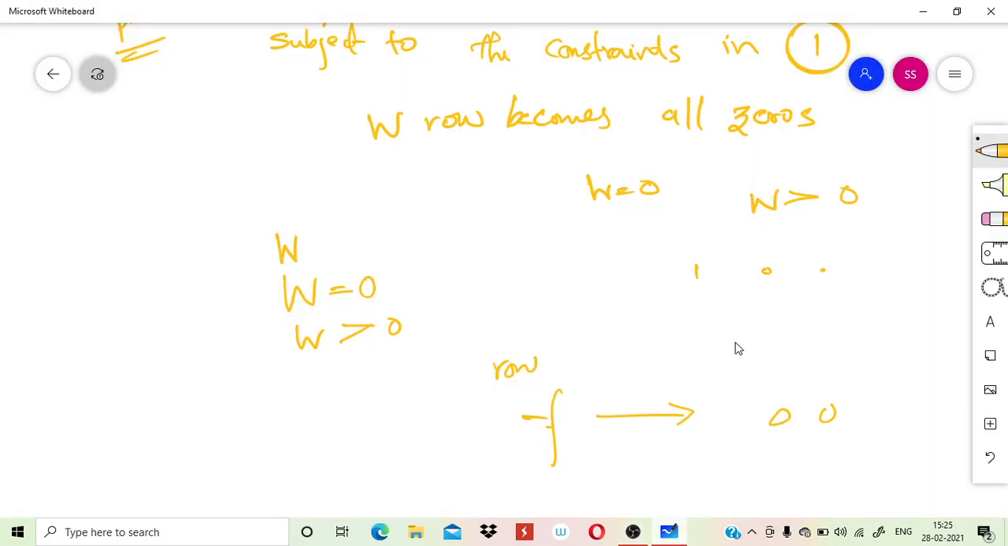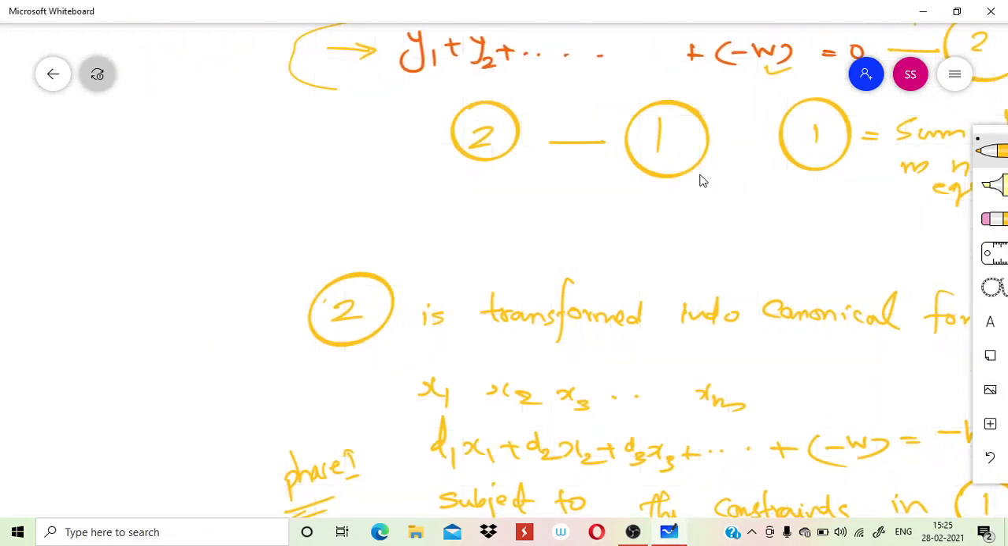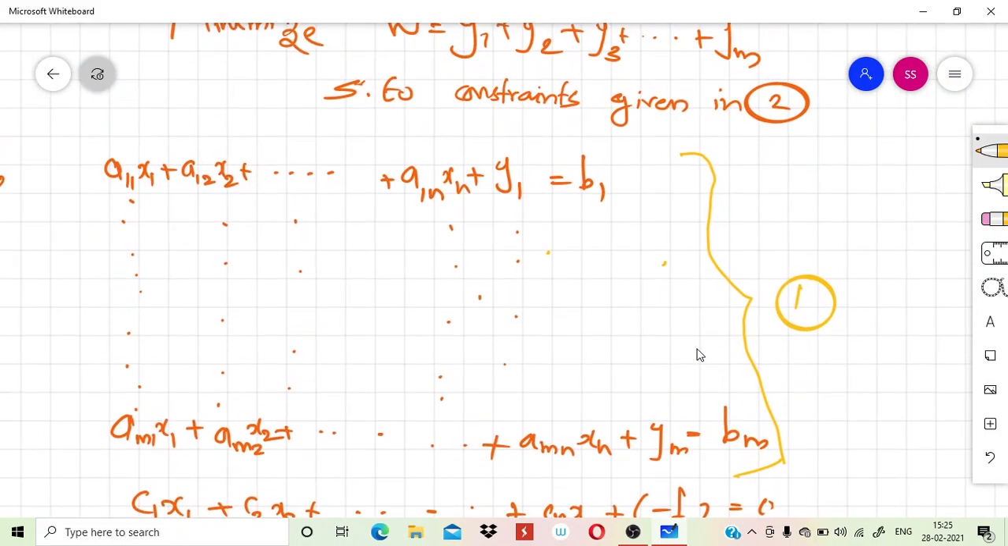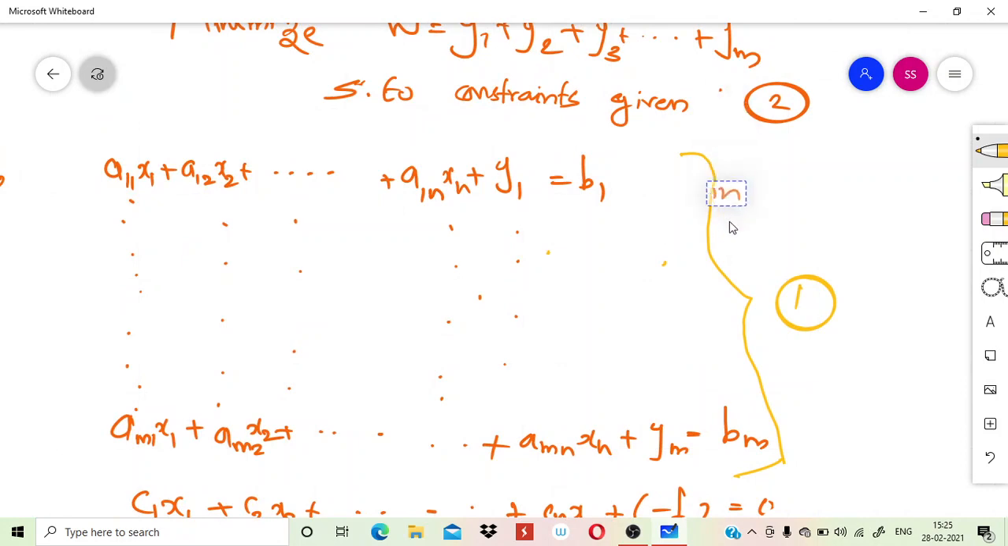Hi friends, in this class we will be discussing the two-phase simplex method, the second method of solving a LPP, linear programming problem. And what we have done in our previous class is we have solved a linear programming problem using simplex method.